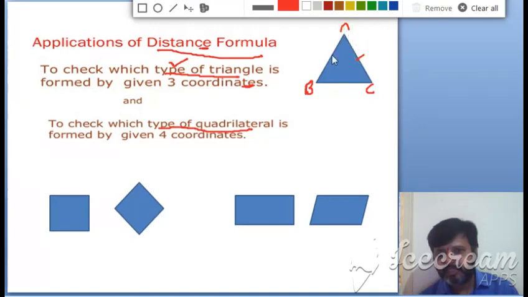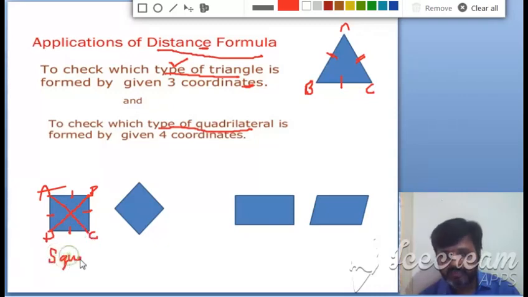See, if all sides are equal, then it is a equilateral triangle. If 2 sides of a triangle are equal, then it is a isosceles triangle. If no side is equal, then it is a scalene triangle. Now type of quadrilateral. When 4 sides are equal, you have to use a distance formula. When 4 sides AB, BC, CD and DA are equal and diagonals AC and BD are also equal, then the quadrilateral is a square.